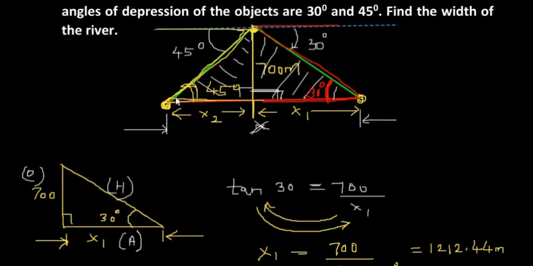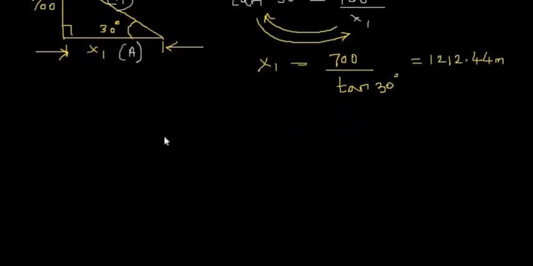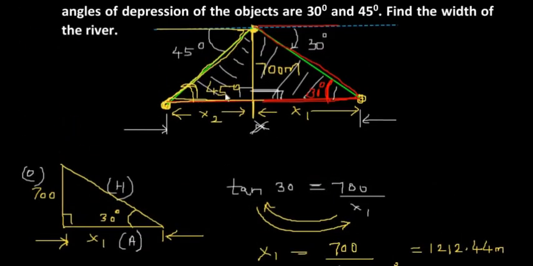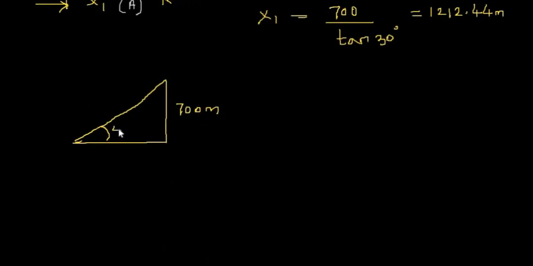Similarly, we find the other right angle triangle. So we draw it this way. So we have the height again the same thing as 700 meters, and we have the angle as 45 and the side here as x2. So here the angle is 45 and here it is x2. Now we will start marking the hypotenuse. This is hypotenuse, this is opposite, and the remaining side becomes the adjacent.